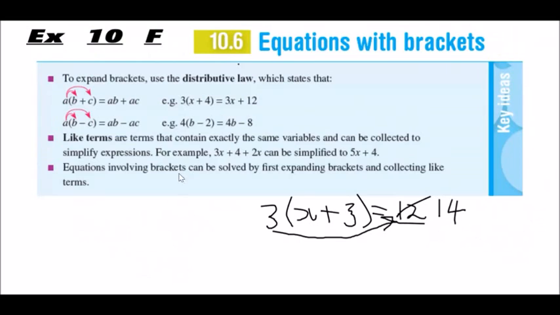Let's go through these. Like terms are terms that contain exactly the same variables, the pronumerals, the letters, and you need to collect them to simplify expressions. For example, 3x plus 4 plus 2x can be simplified because we have two like terms. You remember the sign out the front, so it's plus 2x. 3x plus 2x gives us 5x, and then this plus 4 is tacked on at the end. So you add the numbers together and just put the letter on at the end. 3 plus 2 is 5, so it's 5x.